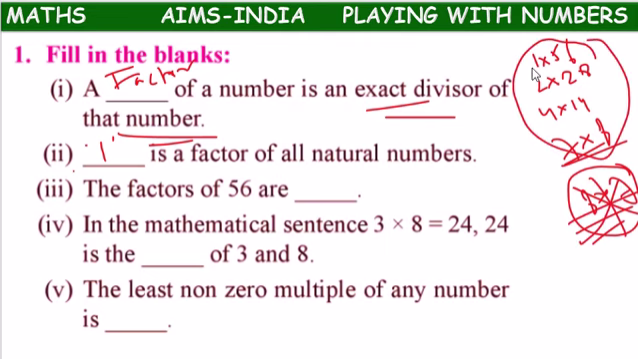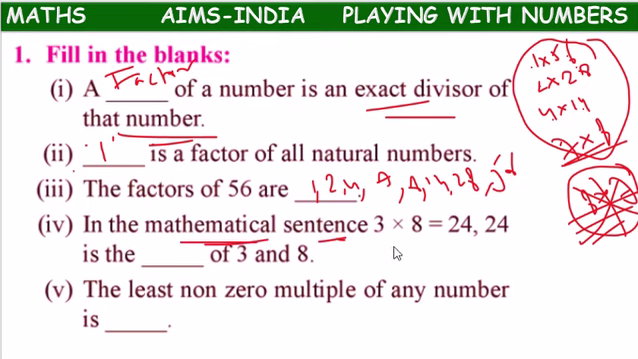What are the factors? 1, 2, 4, 7, 8, 14, 28, 56. 8 factors are there. All of them we have to write here: 1, 2, 4, 7, 8, 14, 28, 56. If they ask the number of factors, then 8 we have to write.